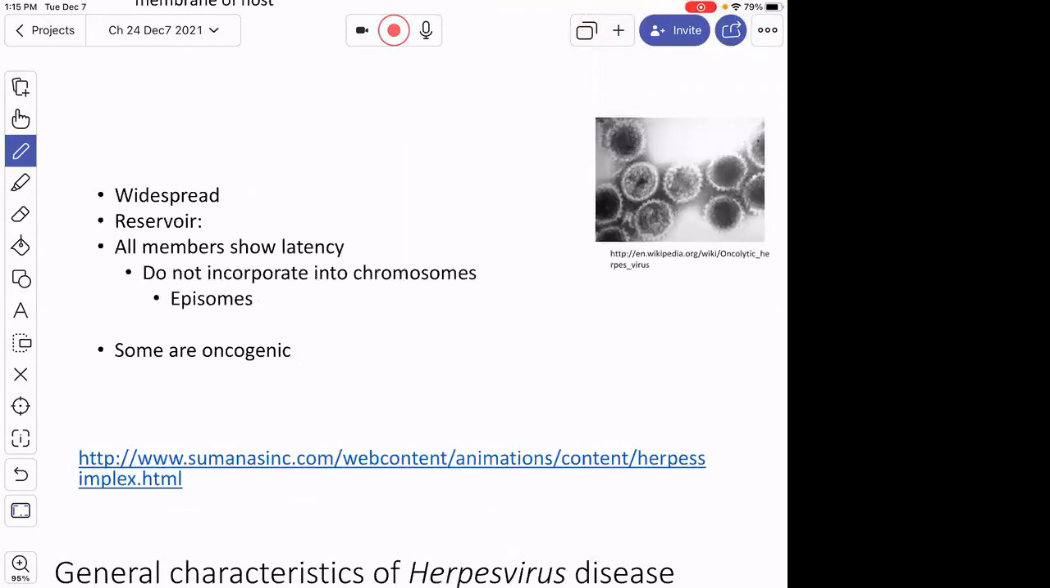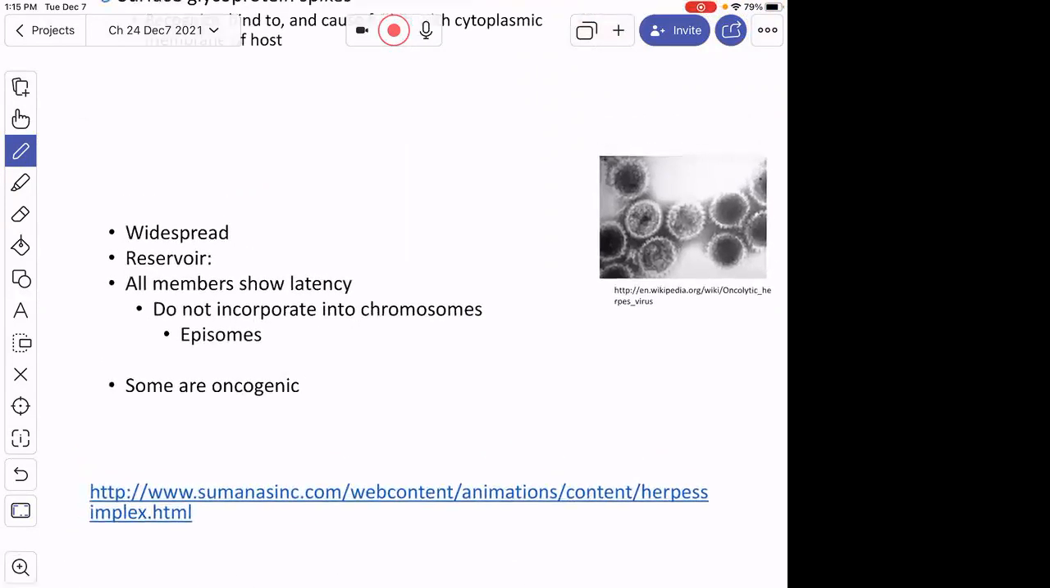Most of us have been infected with some form of herpes virus. So it's very widespread. Sometimes if you were infected when you were young, perhaps your immune system fought it off and it didn't go latent, but probably about half of us have Herpesviridae latent in our cells.